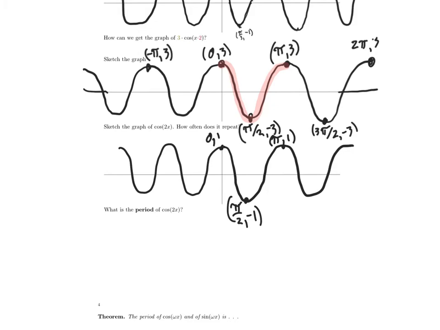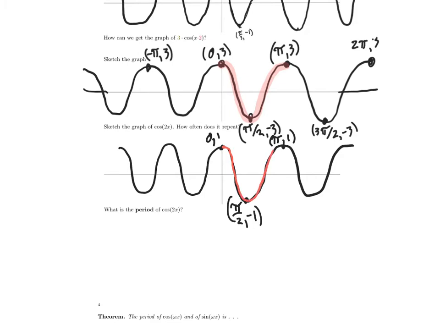And again, there we see it. It should look the exact same as the graph of cosine, except that all of the x values have been divided by 2. So let's take a look at that. Let's ask about the period of this function. What does the period mean? The period is how long the function takes to repeat.